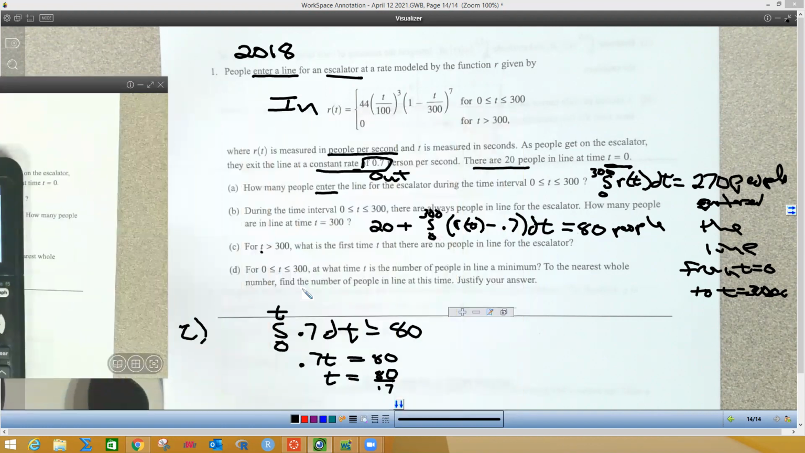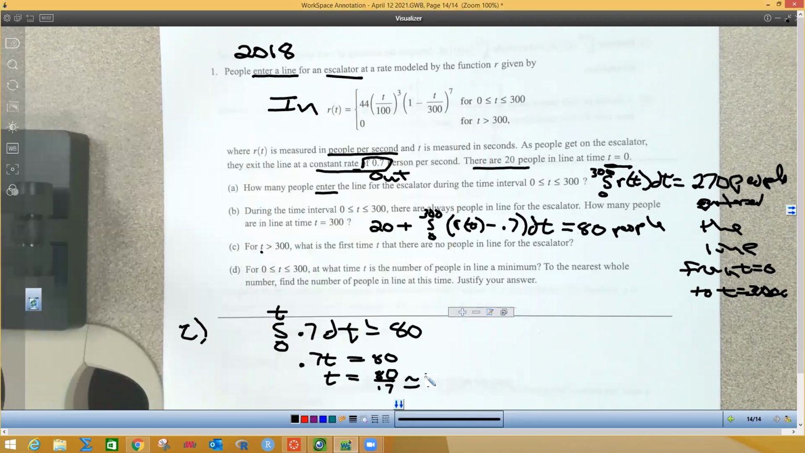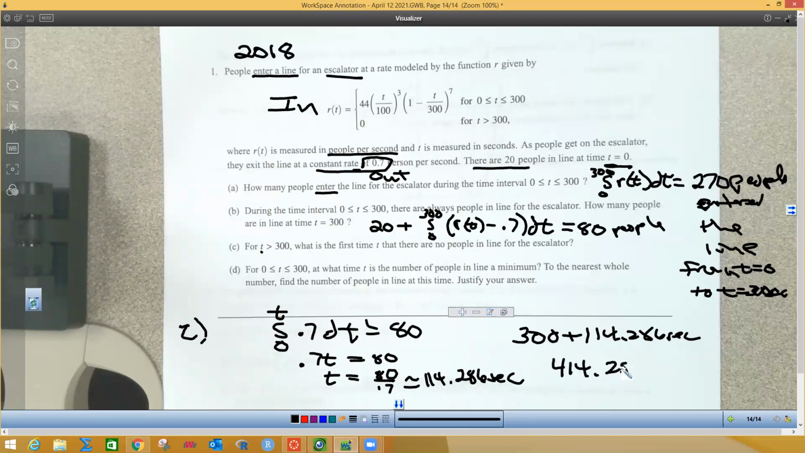So let me write this down. So t is approximately 114.286 seconds. That's after 300, so I have to say 300 plus 114.286 seconds. So this would be 414.286 seconds. So we would say at 414.286 seconds, there are no people in line, and you would write that sentence.